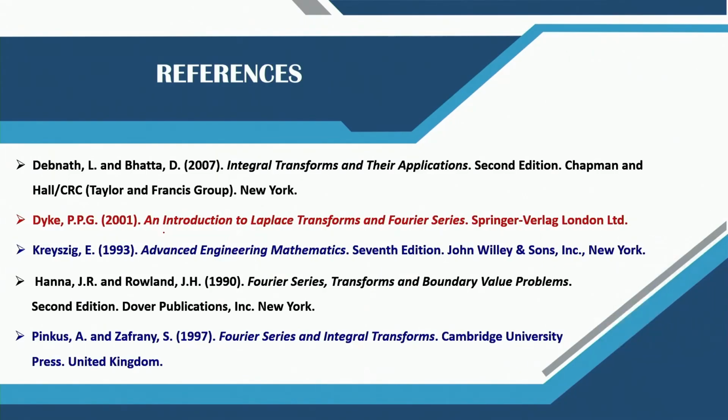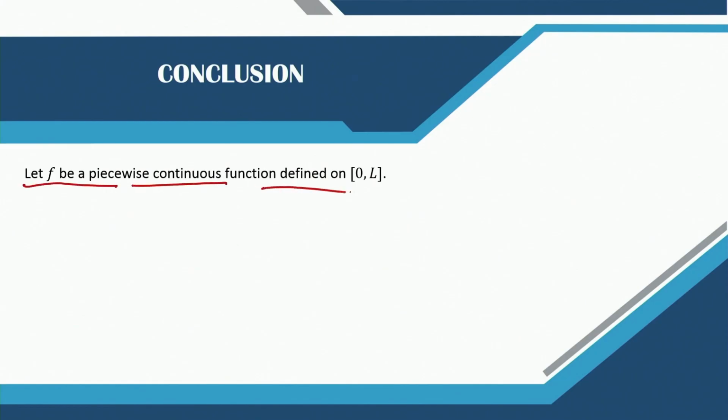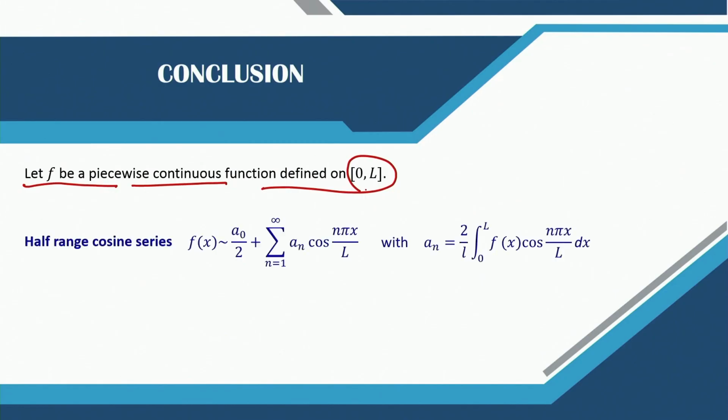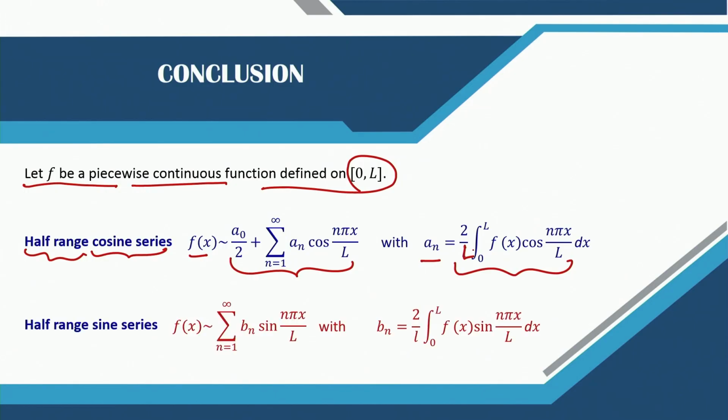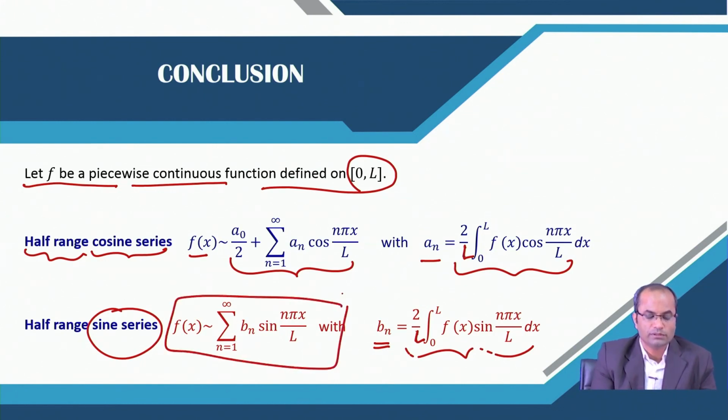Well, these are the references we have used for preparing these lectures, and now to conclude what we have discussed in this lecture: suppose f is a piecewise continuous function defined in the interval 0 to L, and we wish to write down the cosine series, or half range cosine series, where f x can be represented purely in terms of cosine functions, where a n is given by 2 over L integral 0 to L f x cos n pi x over L. Or if we wish to expand this in the sine series, then we have to compute b n as 2 over L integral 0 to L f x sine n pi x over L, and then we have the pure sine expansion of the function.